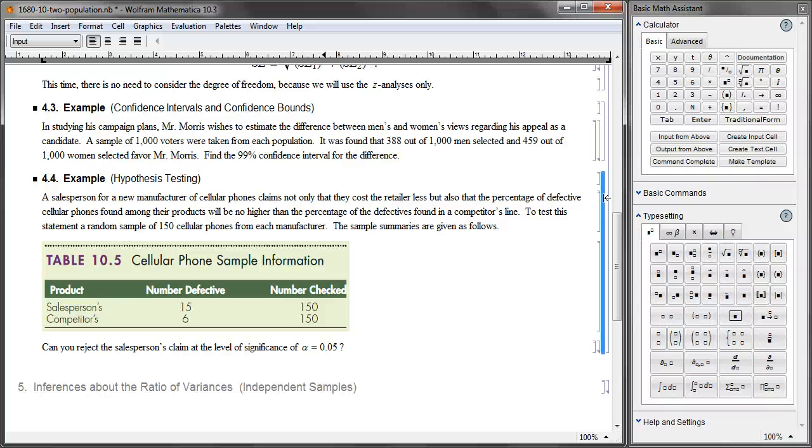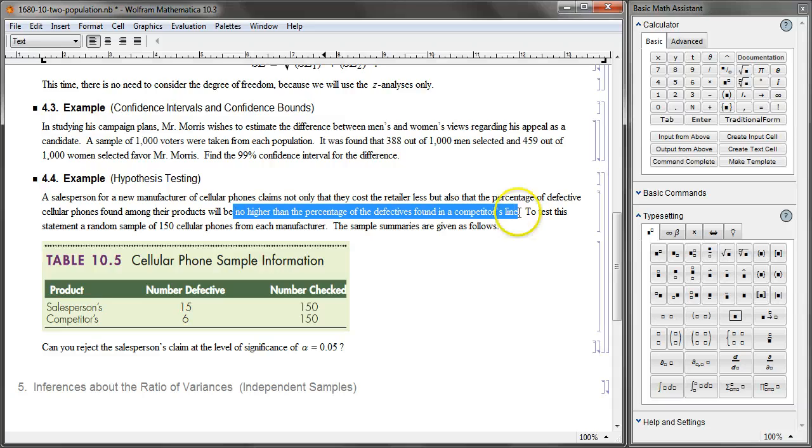Well, the salesperson claimed that certainly they're cheaper, yes, but this one is not about cheap. It's about defective. As for the salesperson claimed, yes, no higher percentage of defective found than competitor's line. So about the same as no difference. That's basically what the salesperson was trying to claim.